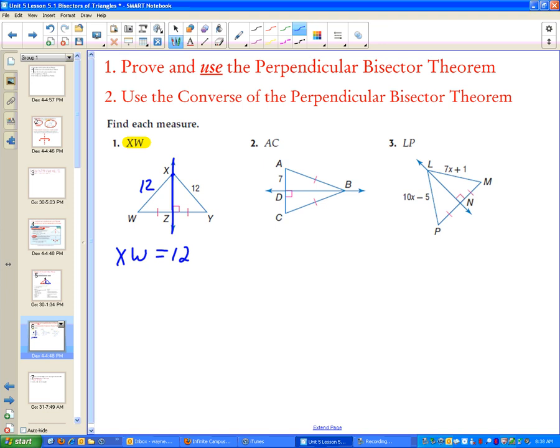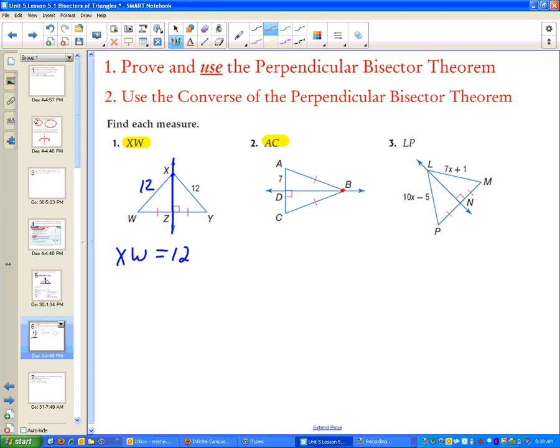And then look at number two. They want us to find the length of AC this time. Look what we have this time. We know that the distance from B to A is equal to the distance from B to C, don't we? And we know that segment BD is perpendicular to segment AC.